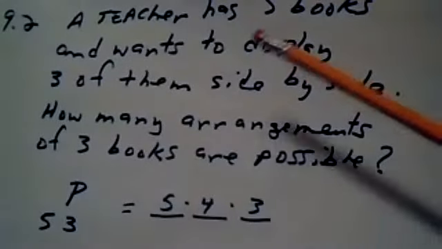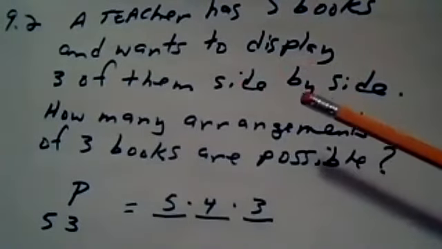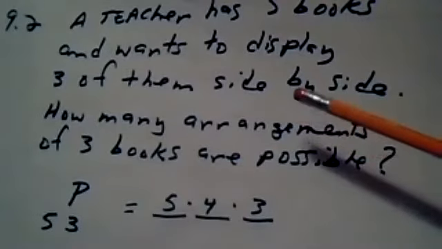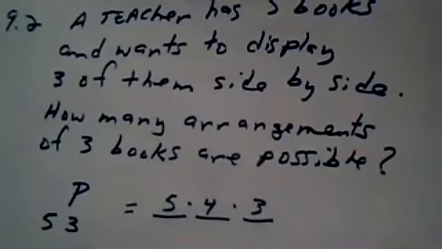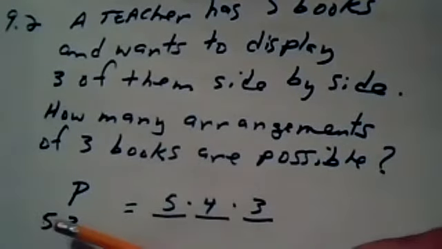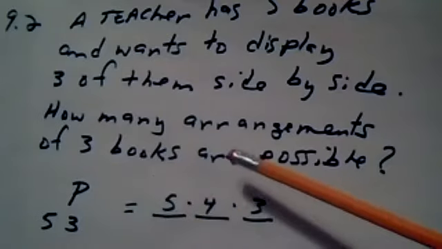A teacher has 5 books and wants to display 3 of them side by side. How many arrangements? As soon as you see the word arrangement, it's a permutation. So there's 5 books. This number is always bigger than or equal to this one. There's 5 available, and you're going to order them in 3. So 5 times 4 times 3.